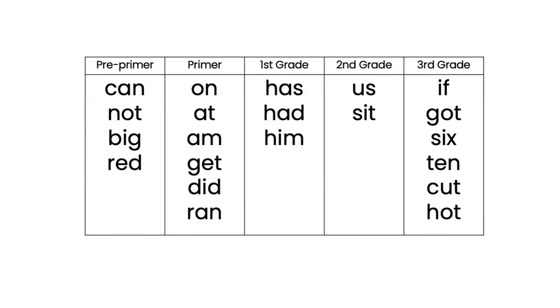Here are some examples of CVC and VC words from the sight word lists. Can, not, big, and red are from the pre-primer list. On, at, am, get, did, and ran are from the primer list. The first grade list has had, him, second grade, us, and sit, and third grade, if, got, six, ten, cut, hot. Again, this kind of makes me crazy. Of course, those words don't belong in all those different grade level lists. We should teach them all when we teach CVC words, and we don't need to give all of these lots of special attention as long as we're teaching kids to decode CVC words.